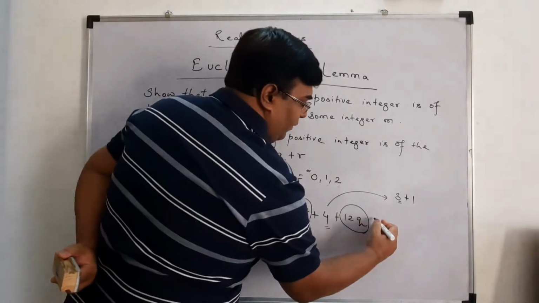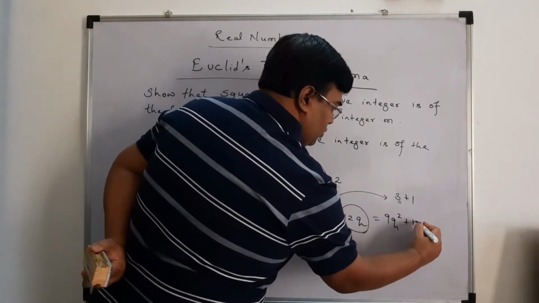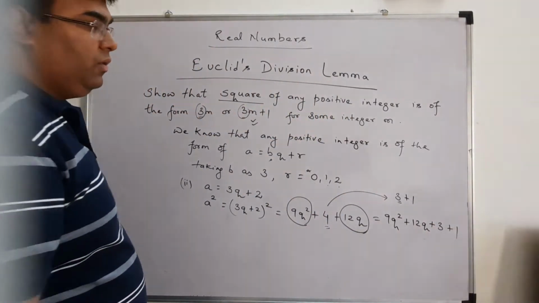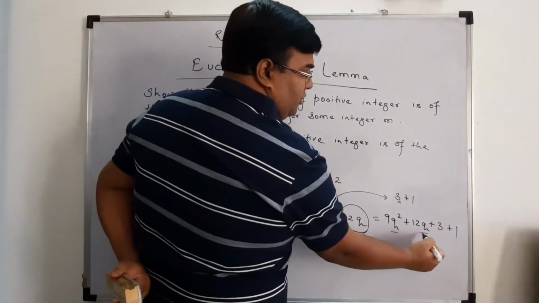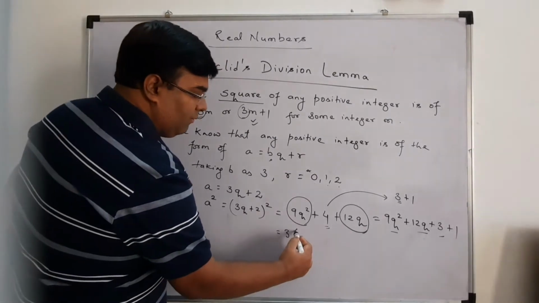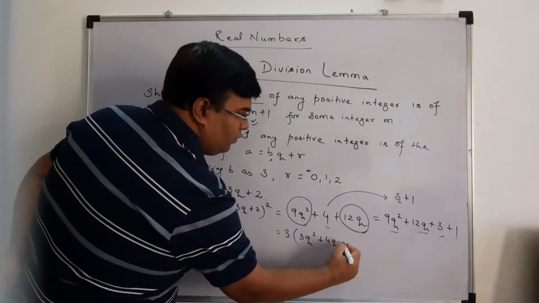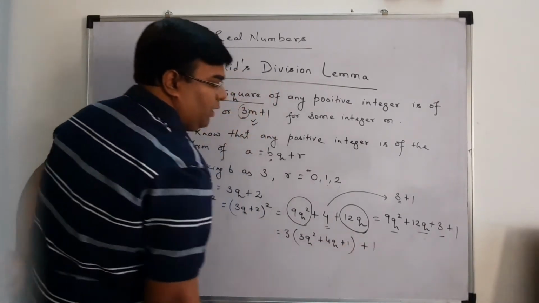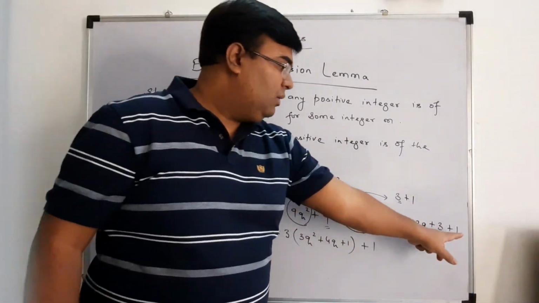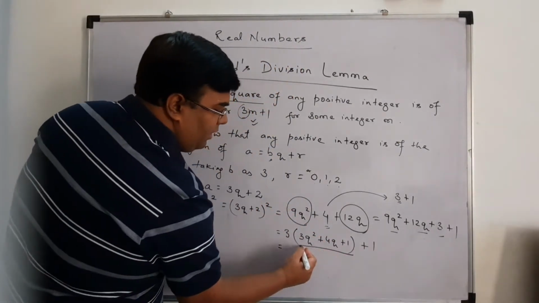So in the next step we can write it as 9q squared plus 12q plus 3 plus 1. Now we have 3 terms which are multiples of 3. If we take out 3 as common, we will get 3 times 3q squared plus 4q plus 1, plus 1. I have taken 3 from here, so 1 will be left inside and this 1 will be outside. Again we can replace this whole term by m.